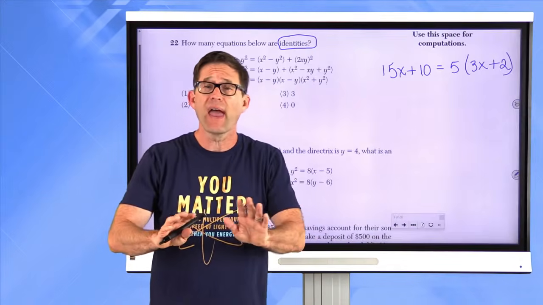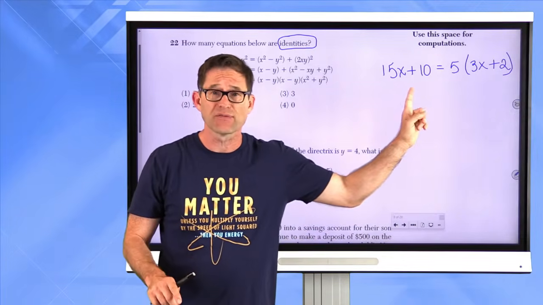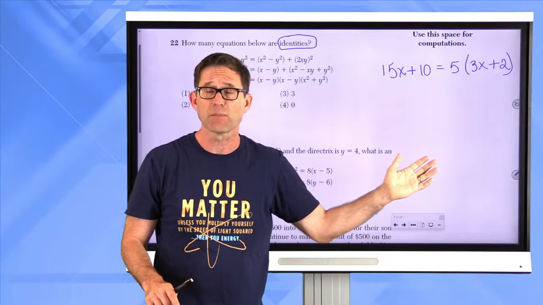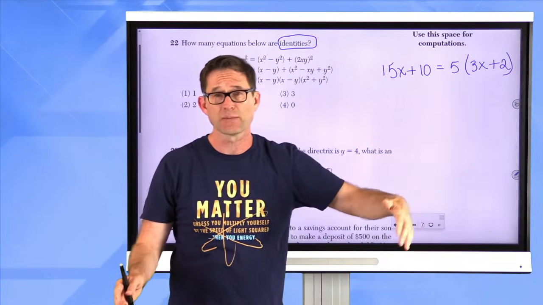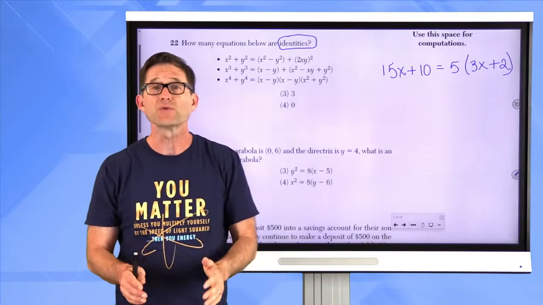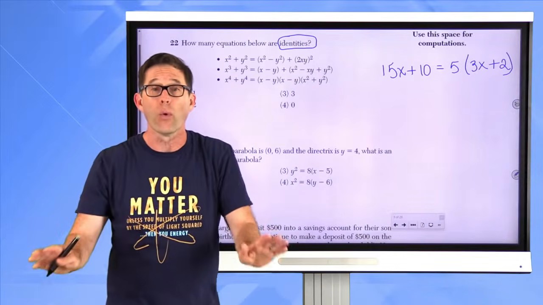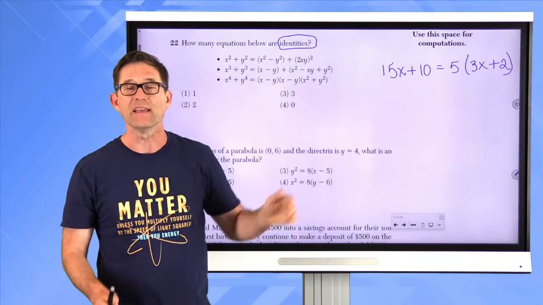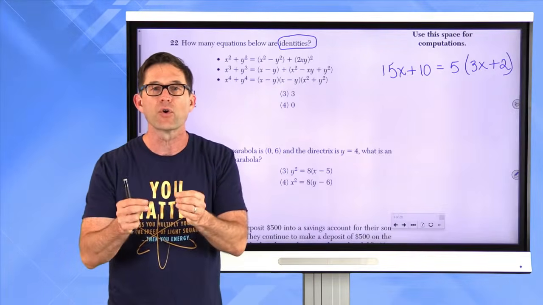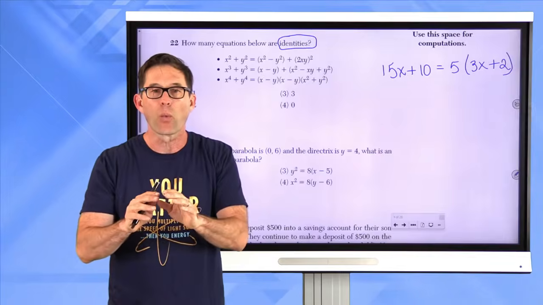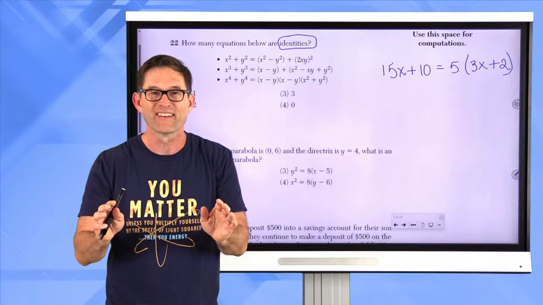If you took any value of x and you put it into the left side and evaluated what 15x plus 10 was, and you put it in the right side and evaluated what 5 times 3x plus 2 is, those two things would come out to be equal, always. So an identity is an equation that is always and forever true, no matter what values you pick.